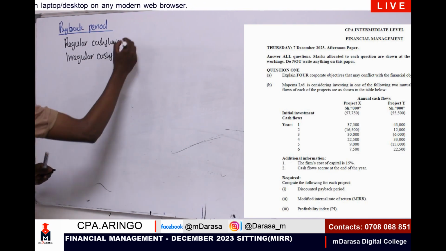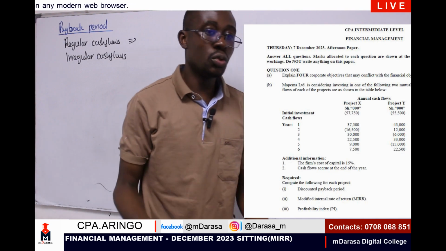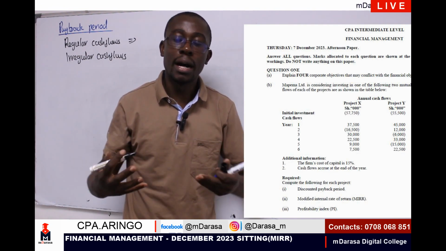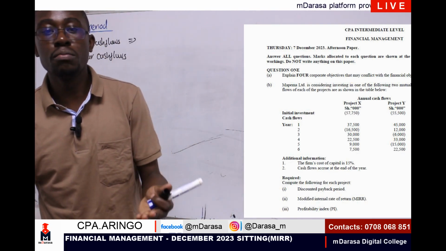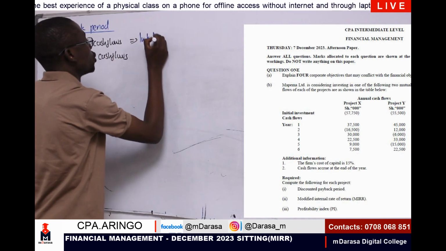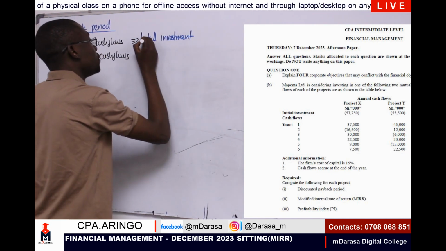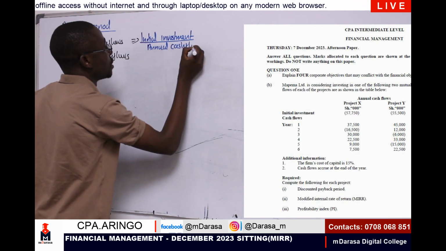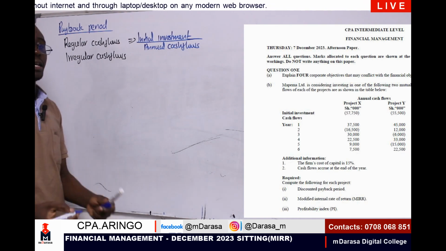Okay? So for regular cash flows, basically, this will be very easy. We want to know basically how long it will take for us to recoup our initial investments, right? And why is Mwalimu saying that this will be very easy? Because in this case, we are assuming that we are receiving the same cash flows throughout the period. So we are going to consider our initial investment, and we are going to divide by what? Annual cash flows. This is a scenario where my cash flows are regular.